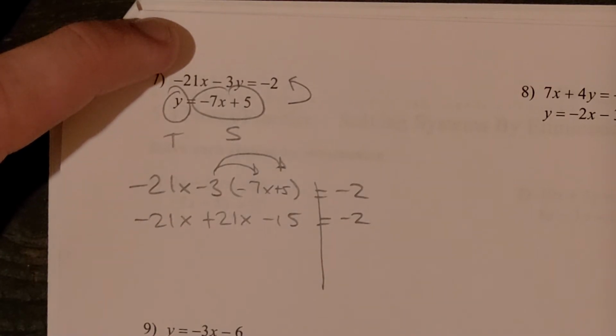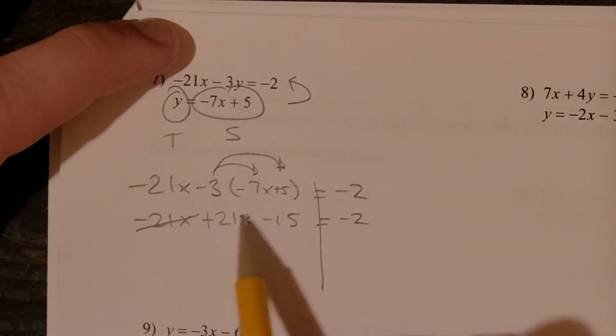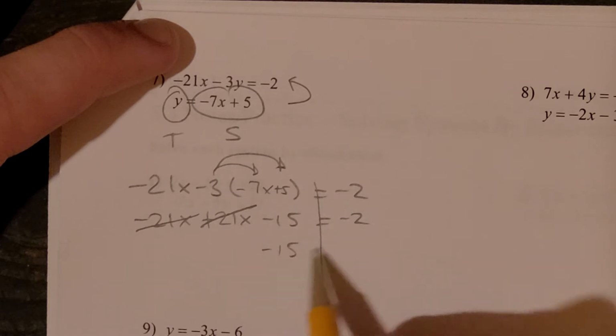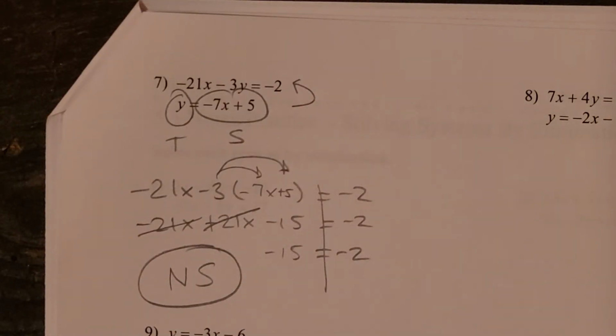I haven't done anything with the equals to or the negative 21x. If you're really observant, you already notice it. Negative 21x and 21x actually cancel out, and I'm left with this. Is that a true statement or not? No. Not a true statement means no solution. That actually saves us some time. We didn't need to even finish solving it. No solution, I'm done.